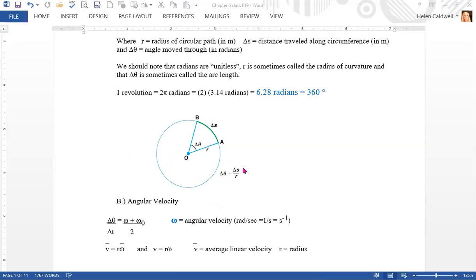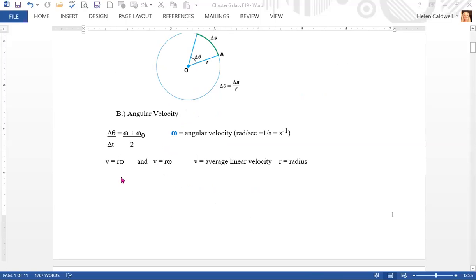So we have the linear measure, that was delta S, divided by the radius, that will give us the angular measure. And this is going to be true for all angular measurements that have a linear correspondence to them. So angular velocity would be linear velocity divided by R. Angular acceleration would be linear acceleration divided by R. So as we go along, that relationship is always going to hold.